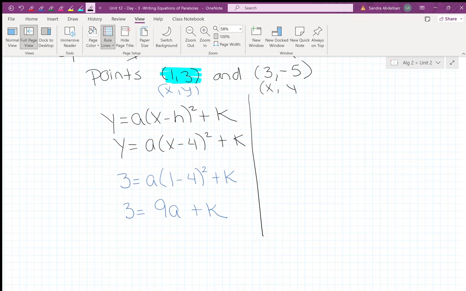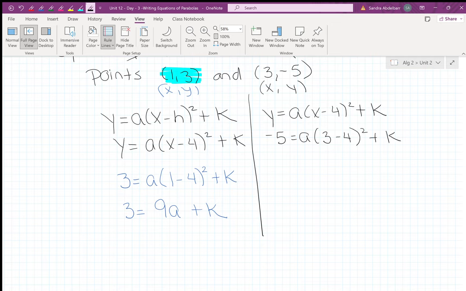So this is now my x and this is my y. So we have y equals a times (x minus 4) squared plus k. But now I'm going to do -5 for y, and I'll plug in 3 for x, and now I simplify. So I am -5 equals a plus k. Are we okay so far?